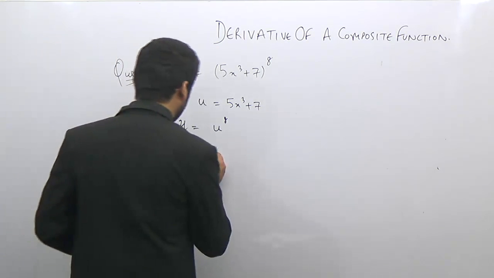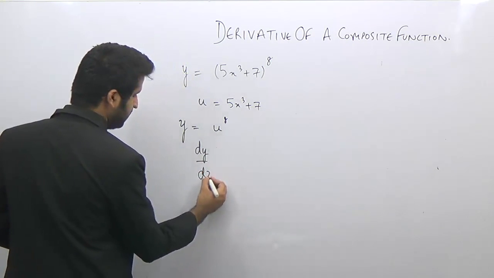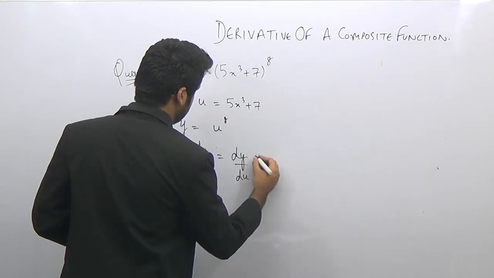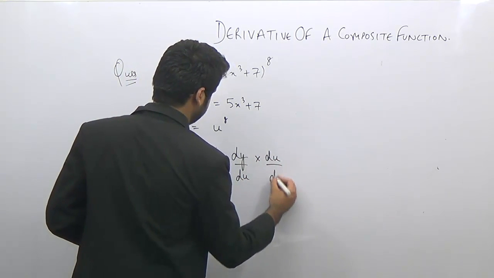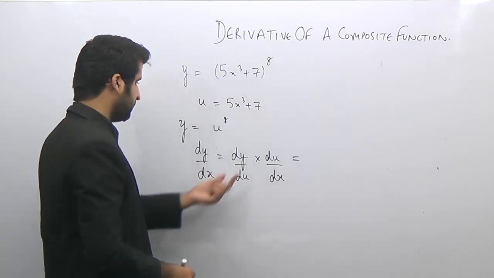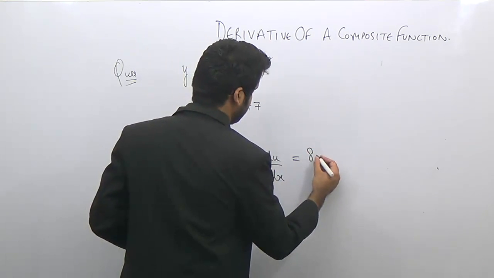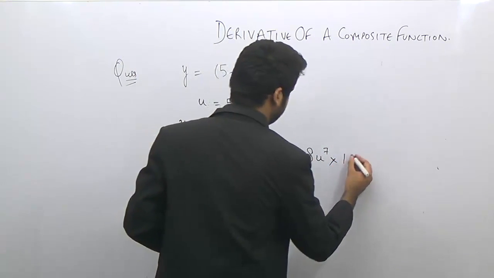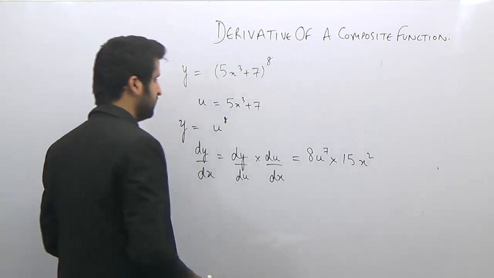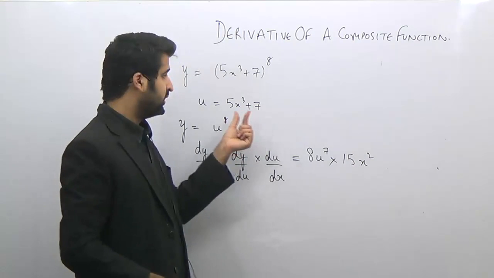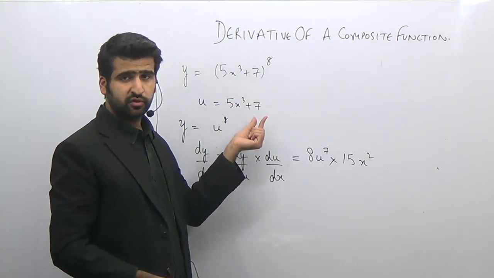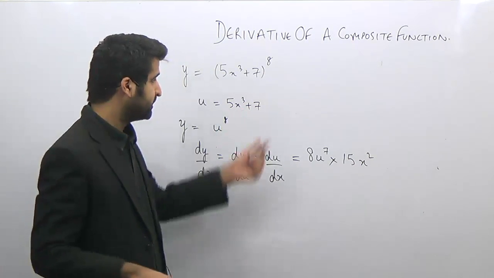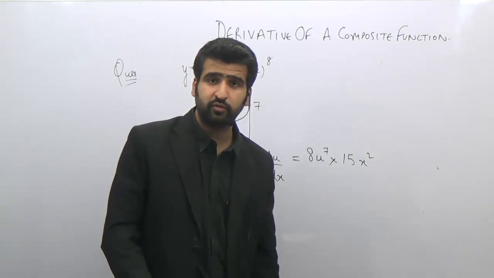Now the differentiation of y with respect to x can be written as dy upon du multiplied by du upon dx. dy upon du will be equal to 8 u to the power 7, multiplied by du upon dx, which will be equal to 15x square. Right? Now the differentiation of 5x cube plus 7: the differentiation of 5x cube is 5 times the differentiation of x cube. Now the differentiation of x cube is 3x square, so this will be 15x square. And the differentiation of 7, since it is a constant, is always 0.